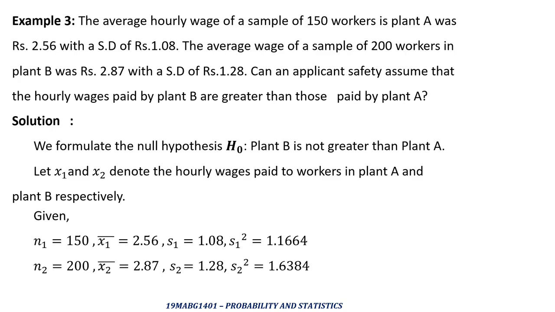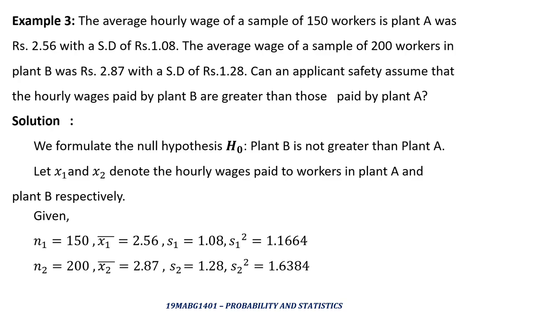So first we have to formulate H naught and H1. What is H naught? Note that they are asking whether the hourly wages paid by plant B are greater than. So the greater than symbol arises, which means we will take it as the alternate hypothesis. So plant B is greater than plant A. That is mu1 less than mu2, since plant B is only greater. That symbol we have to take.